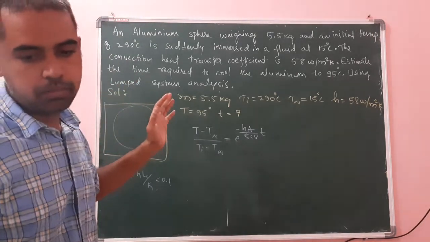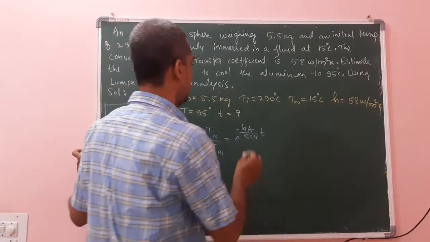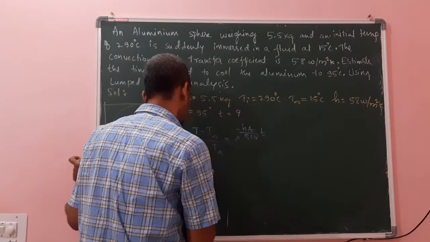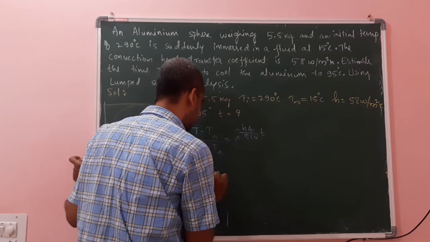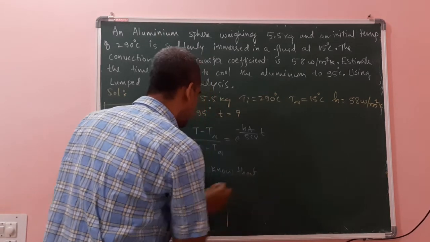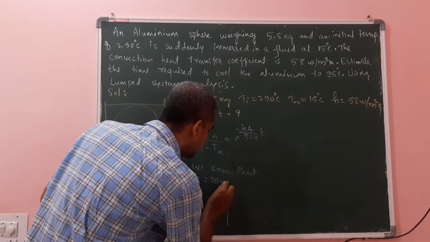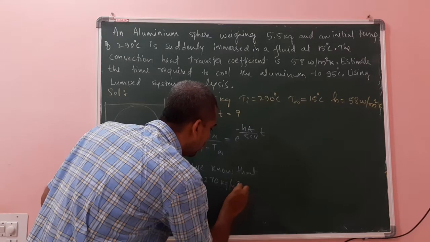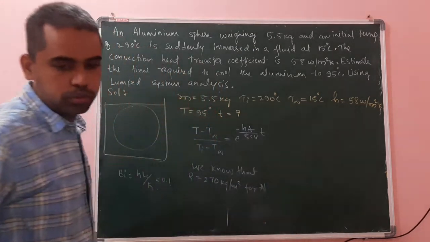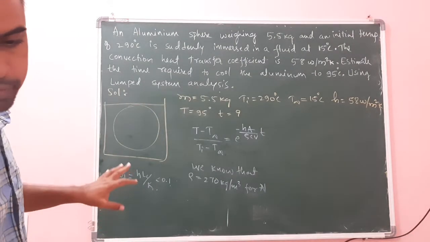The density of aluminum is 270 kg per meter cube. We know that it is available in the data book. Density of aluminum rho is equal to 270 kg per meter cube for aluminum. From the data book we can get it.